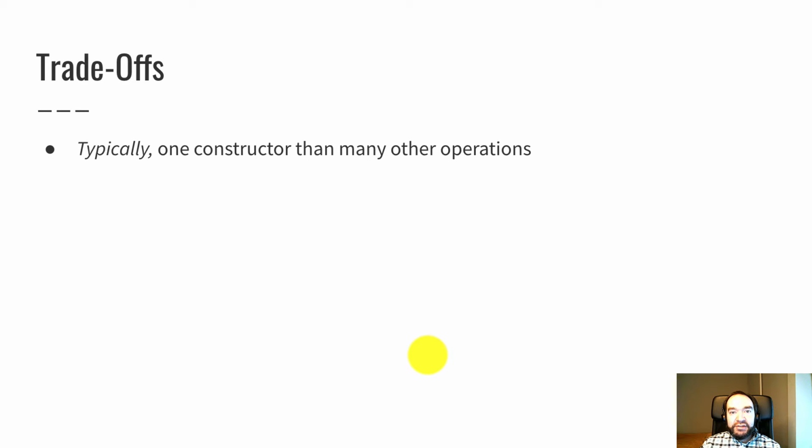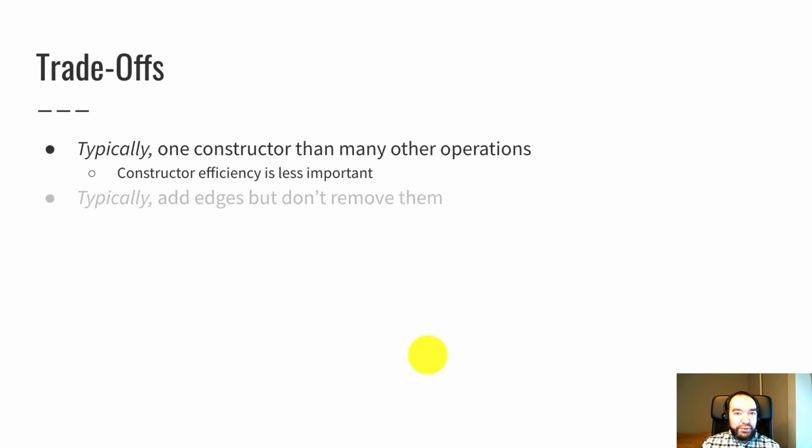Now, there's some other distinctions that are also kind of less important. Typically, in a typical use case of a graph, you construct one graph and then do many other operations on it. You build one graph and then add edges and do other operations to it. So the constructor efficiency is probably less important. Usually you make a graph, work with it, and then destroy it. You're not usually creating millions of graphs and never using them.